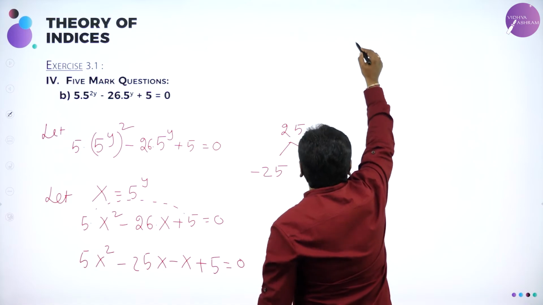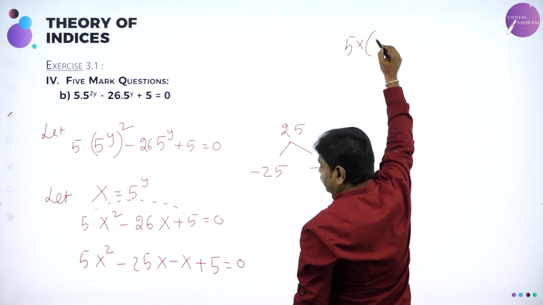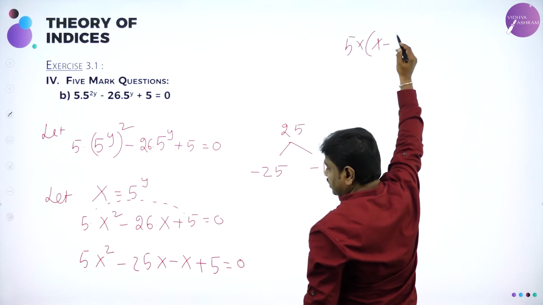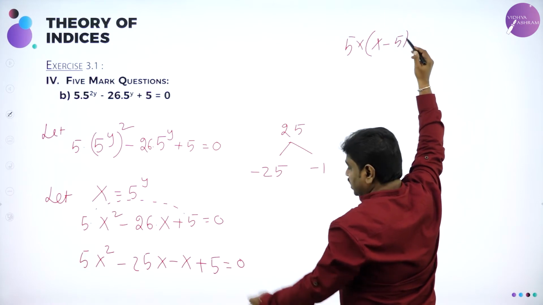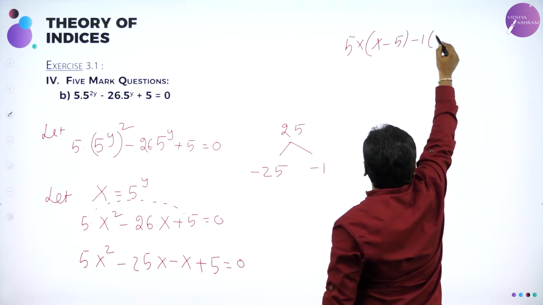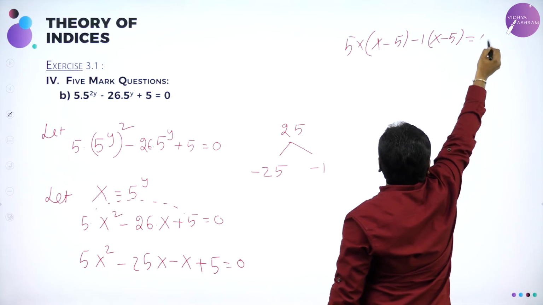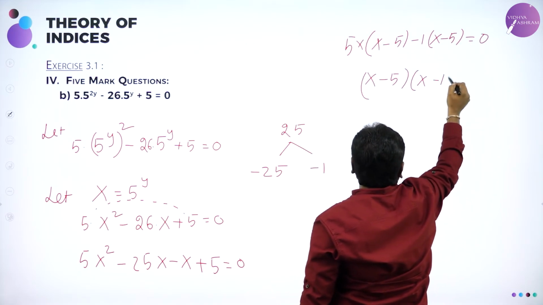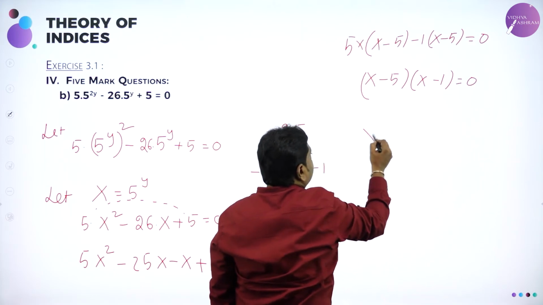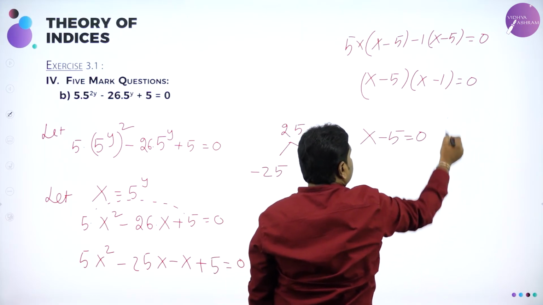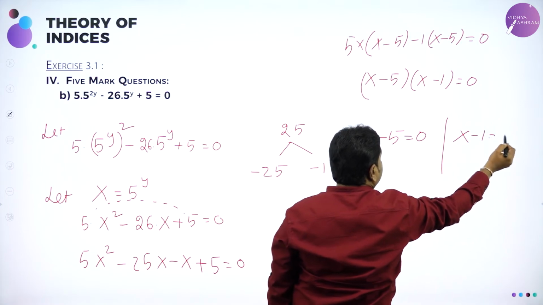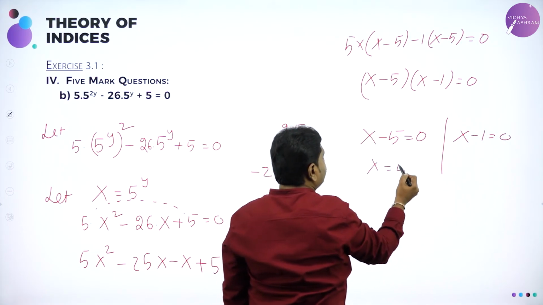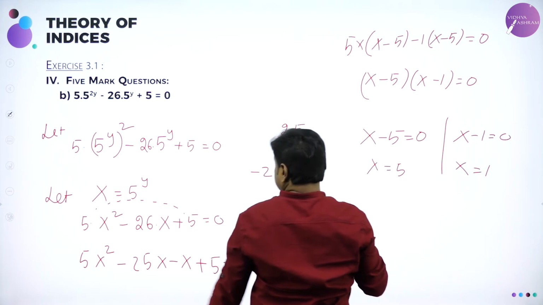So now take 5x common. It will become x minus 5. And in these two, take minus 1 common. It will become x minus 5. And in these two take x minus 5 common, it will become 5x minus 1 is equal to what? 0. So x minus 5 is 0 is one solution, the other one is x minus 1 equal to 0 is other solution. So x becomes 5, here x becomes 1.